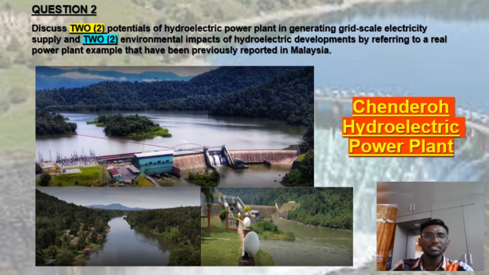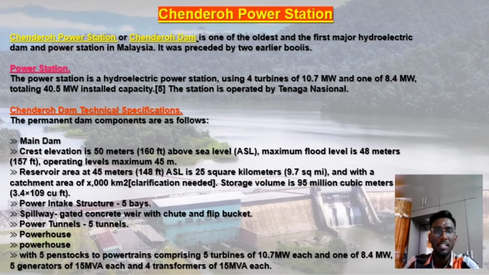Today I'm going to explain question 2. That is, discuss two potentials of hydroelectric power plants in generating grid scale electricity supply and two environmental impacts of hydroelectric development by referring to a real power plant example that has been previously reported in Malaysia. So this is the Chenderoh hydroelectric power plant. Now I'm going to explain about Chenderoh Power Station.